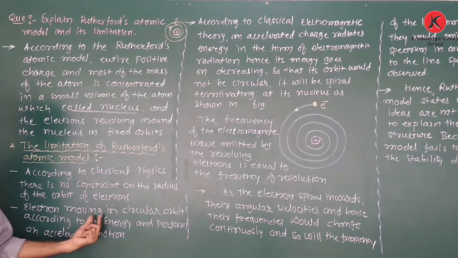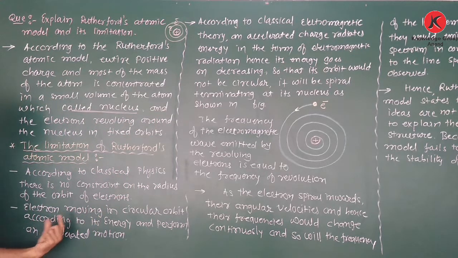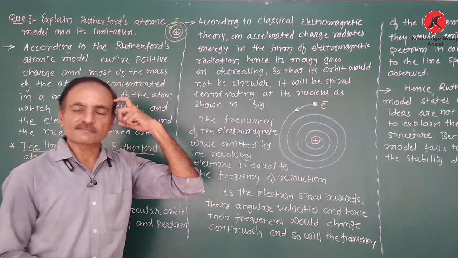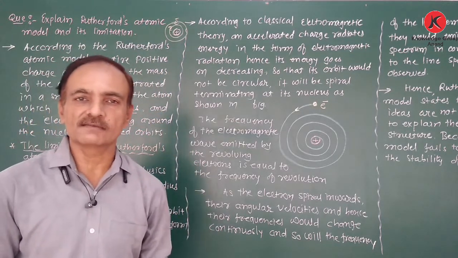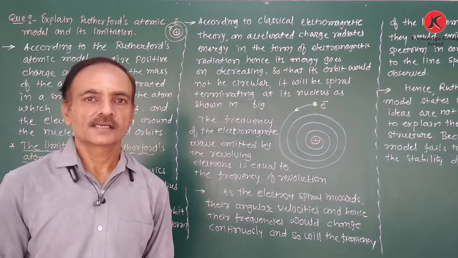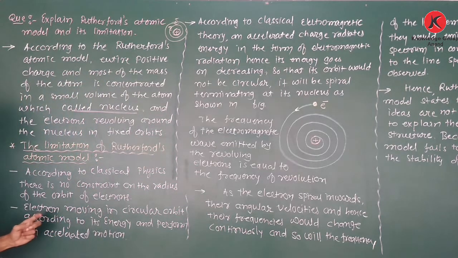So the electron moves in a circular orbit according to its energy, with accelerated motion. Again, according to classical physics, there is no constraint on the radius of the orbit of electrons, because the nucleus is surrounded by numbers of circular orbits. Out of these orbits, in which orbit can the electron revolve? The electron can revolve in a circular orbit according to its energy, and during the circular motion, the motion of the electron is accelerated motion.